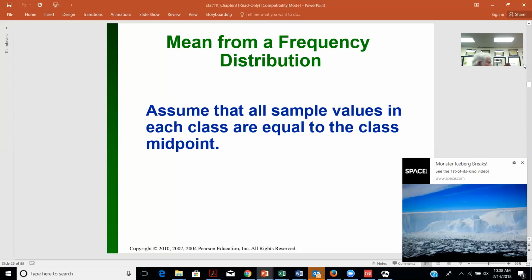So we use this as an estimate. Large data sets, well, generally, if we have large data sets, things are going to be distributed throughout the classes. And so you may get closer to a true mean. But again, we're looking at the mean.